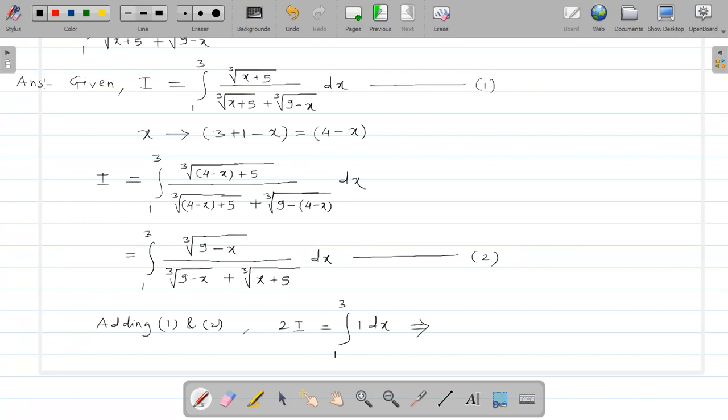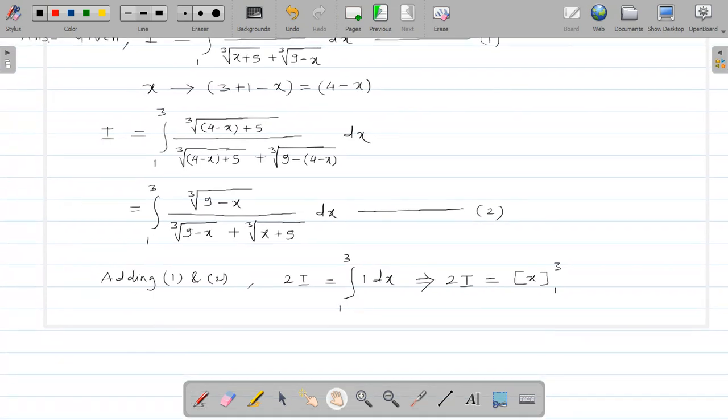So again it is by the same technique. You will get 2I is equal to the integration of 1, which is x, and you have to put the limits here. So it is the integration of x from 1 to 3. Next you have to complete the answer, so that implies 2I is equal to, put the limits here, upper limit is 3 minus 1.